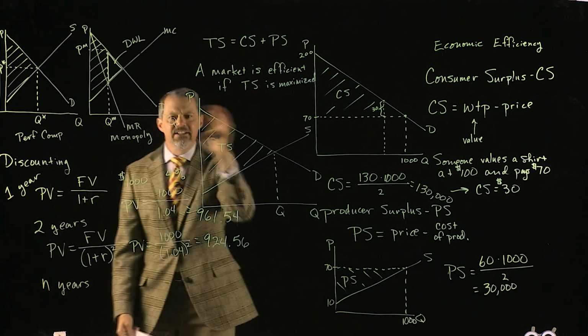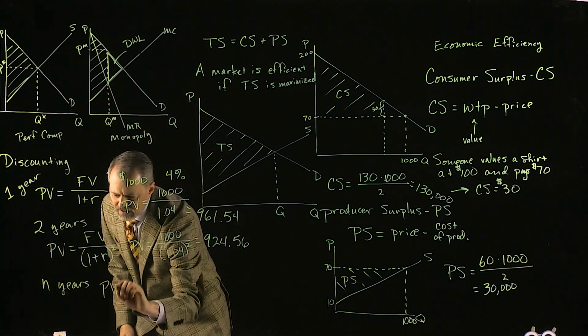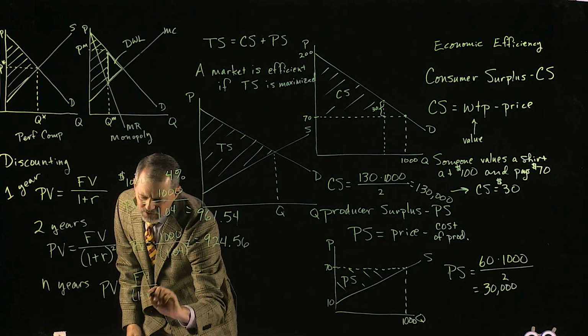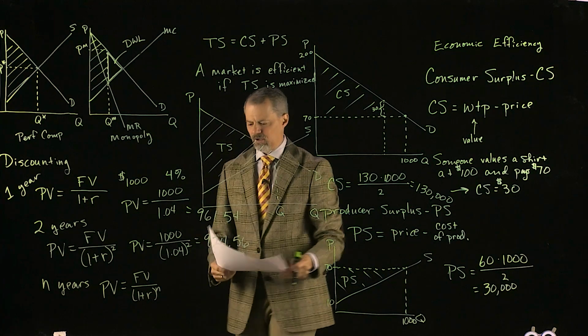If we did it for a payment n years in the future, the present value is equal to the future value divided by 1 plus r to the nth power.